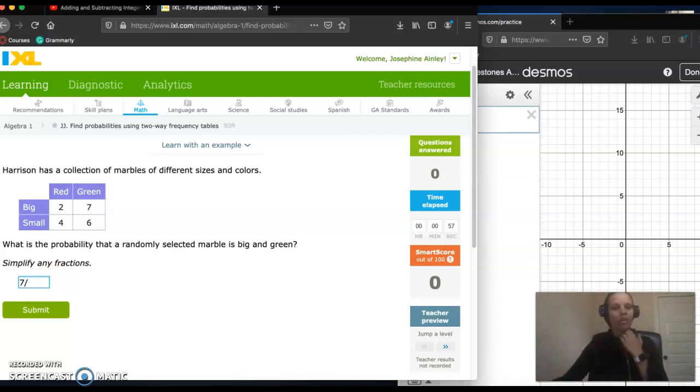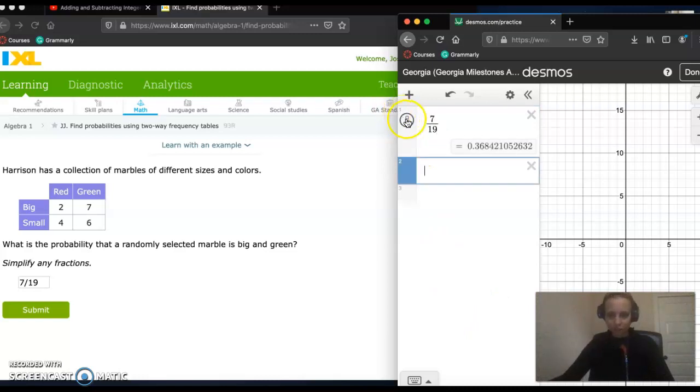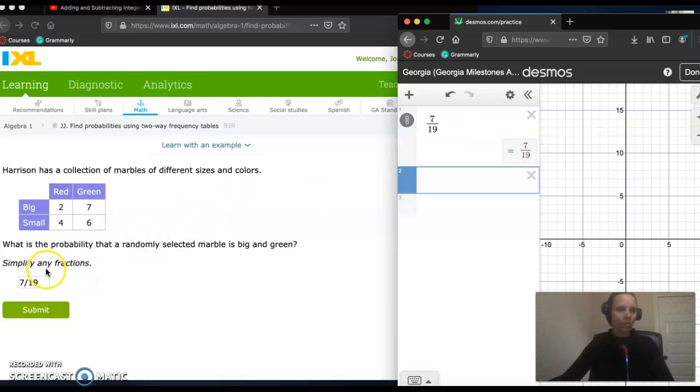Okay, so how many possibilities are there? So how many totals are there? There's 2 plus 7, which is 9. Plus 6 plus 4, which is 19. So there are 19 possibilities. Now, before you press enter, please make sure that the fraction is simplified. So 7 over 19. All right, and then you come to this one right here and hit it. See, it's as simple as it can be. So the probability that you get a marble that's big and green is 7 out of 19.